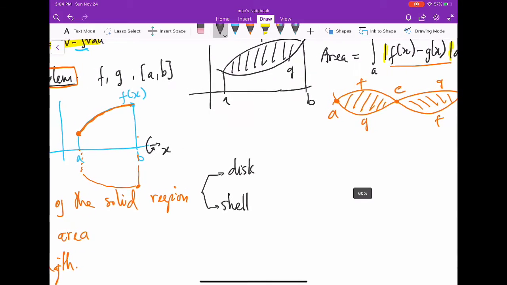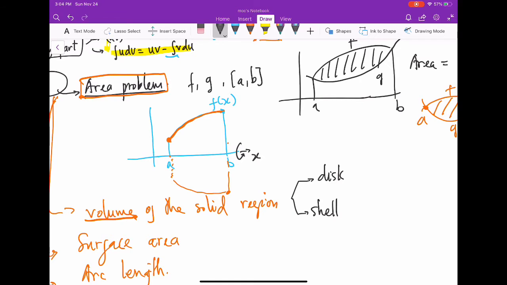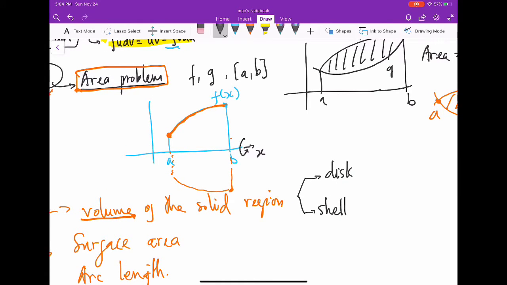So what does the disk method mean? When you rotate your curve about the x-axis, let me just consider this picture. You want to find the volume of the solid of this region. Basically, I have to split my solid region into sub-solid regions. You see this? Then we approximate the volume of each disk by the volume of a cylinder like this. Since we have several sub-regions here, we sum them up and get a Riemann sum. Then we consider a limit process, and we get the exact volume.